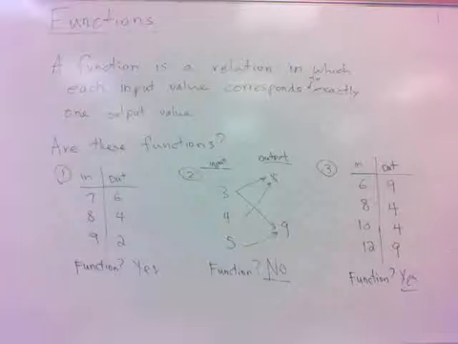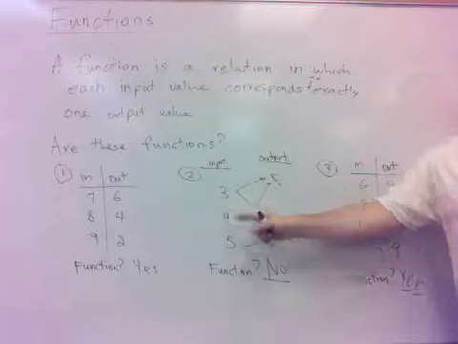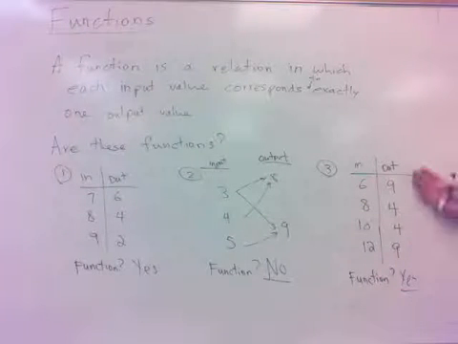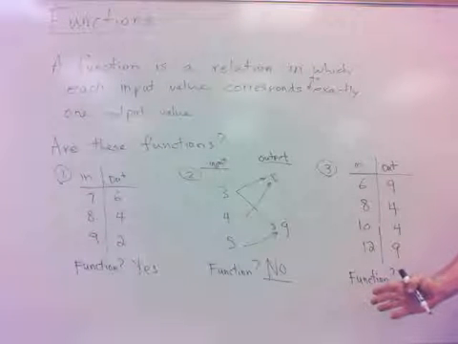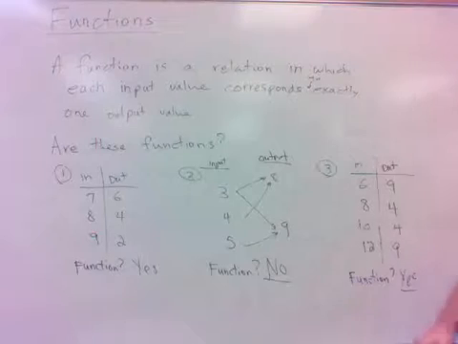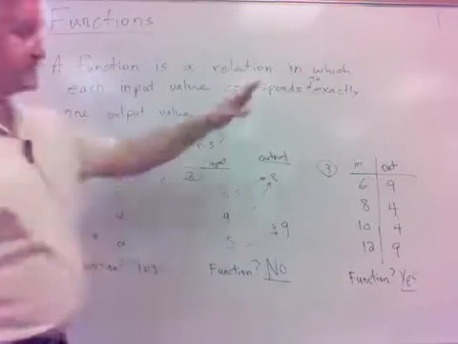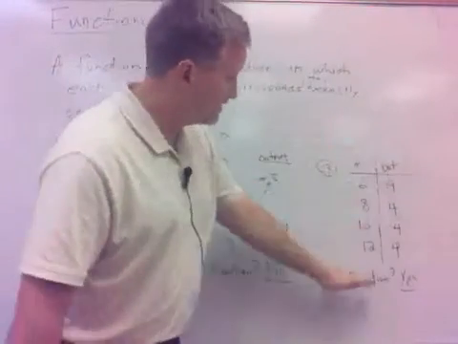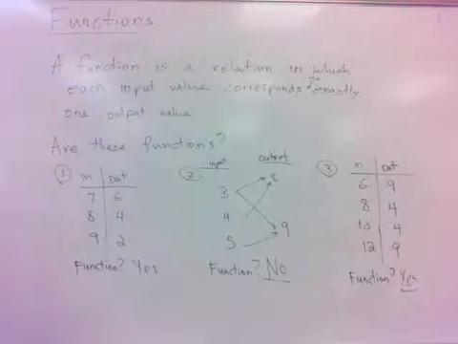What matters on functions is you don't have duplicating inputs. Here, we have duplicating outputs. That's okay. As a matter of fact, all these could be 9s, and it would still be a function. You can duplicate outputs. You just can't have duplicate inputs to be a function. So duplicate outputs, that's okay. You can have all 9s, all 4s, doesn't matter over here, so long as each input goes to one output. Okay?